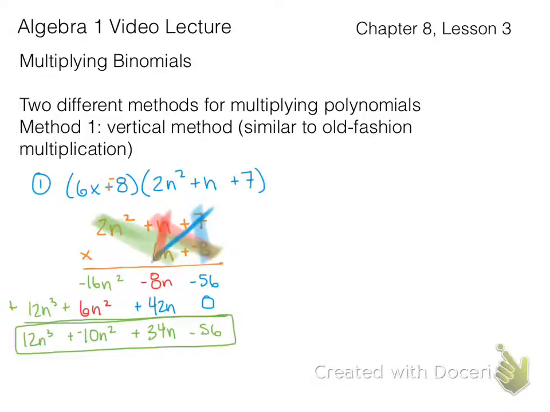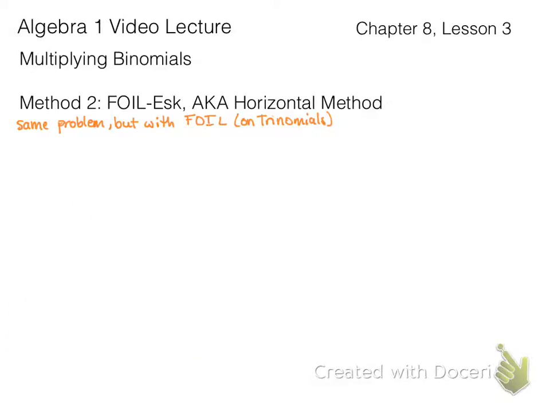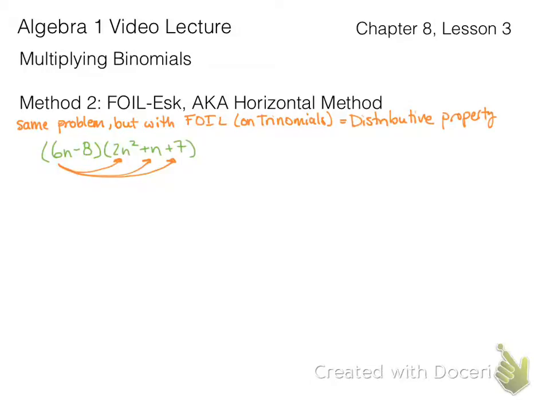The second method works a lot like FOIL. Now remember that answer, 12n to the third plus negative, all that stuff in the box, because we're going to do the exact same problem, but with a different method. That would be method 2, the FOIL-esque, aka horizontal method. It's the same problem, but with FOIL on a trinomial. So we're going to distribute everything: 6n times 2n squared, 6n times n, and 6n times 7.